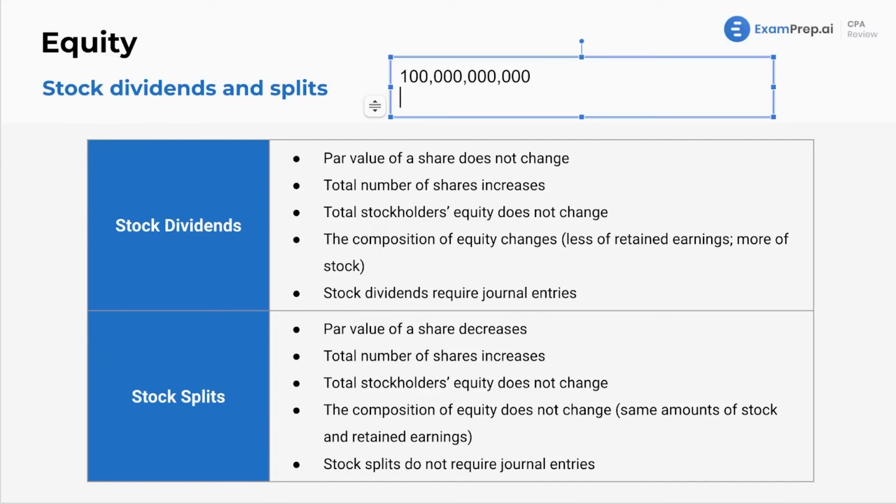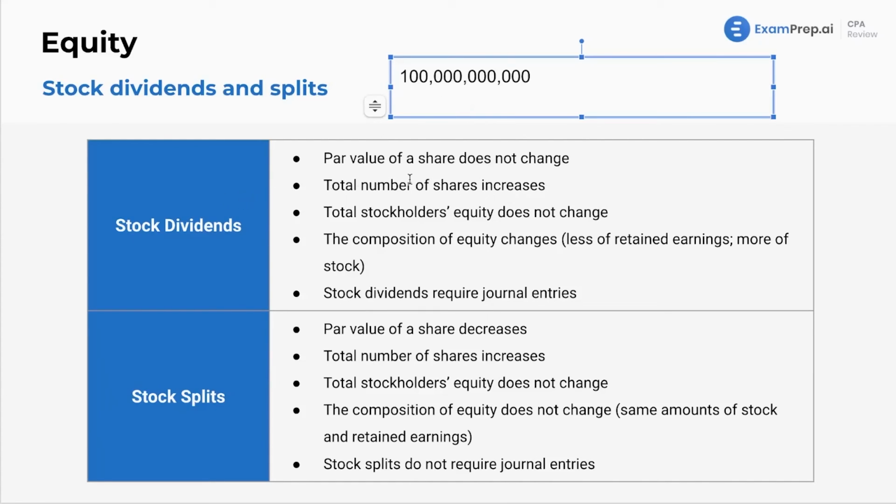So with the stock split, you are just increasing the amount of shares, but keeping the market cap the same because the value of the company is still the same. Stock splits do not require journal entries, as it says, because nothing's really happening. You're just doubling the amount of shares and halving the price of each share. So the total value of the company stays the same.